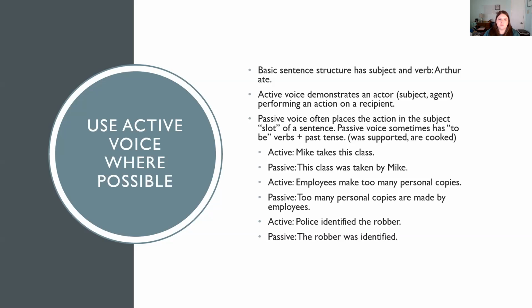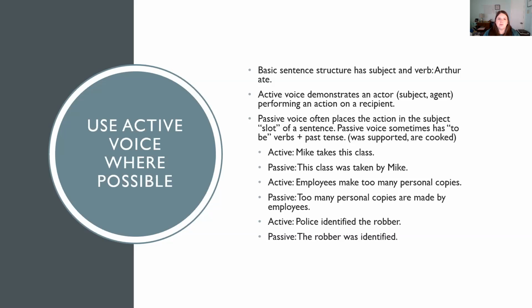So with an active voice, you have the actor performing an action on the recipient, whereas in passive voice, you're putting the action or the verb into the subject slot of a sentence, which usually you start out the sentence, like in the sentence Arthur ate, Arthur is the actor, and then the action is ate. So usually you start with actor and then action, whereas in passive voice, you start with action followed by actor. You frequently have things like to be verbs, plus verbs in past tense, was supported, are cooked, right?